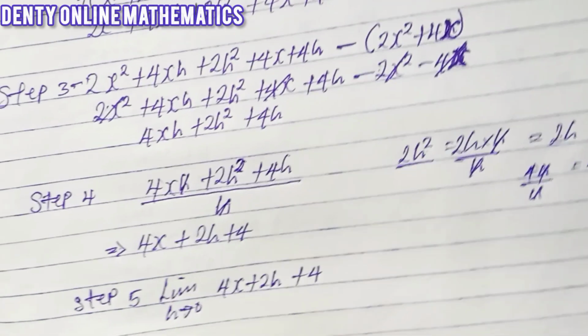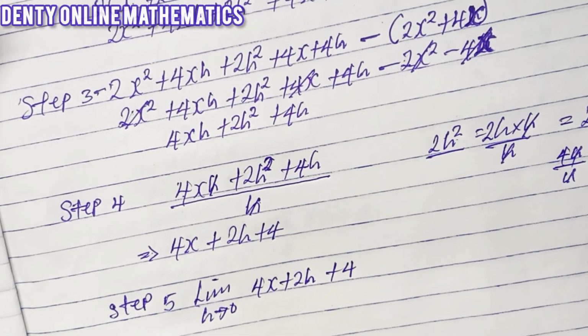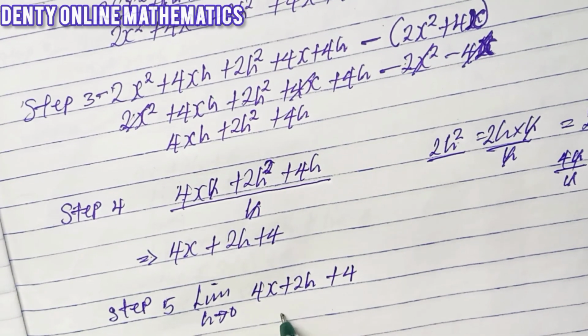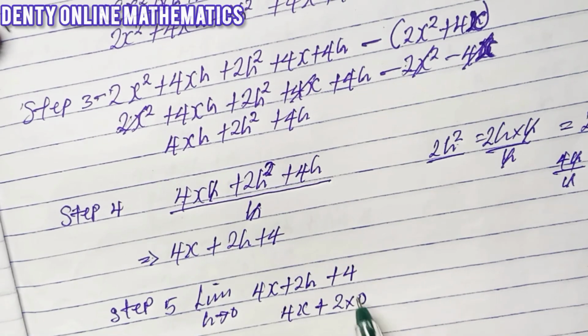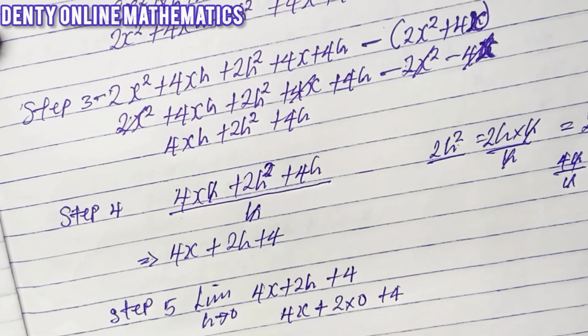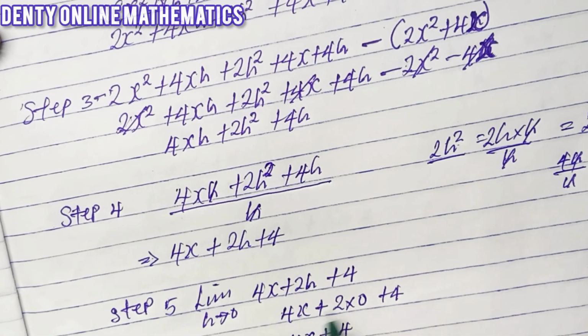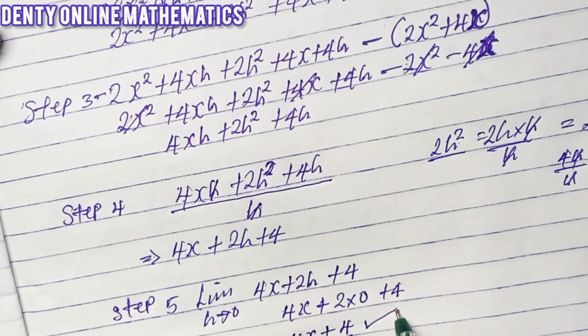What this means is that anywhere we see h now, we are going to replace it with what? 0. So at that point, we are going to have 4x plus 2 times 0 in place of h now, plus 4. And that will give us what? 4x plus 4, because 2 times 0 is 0.